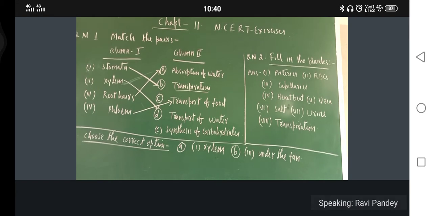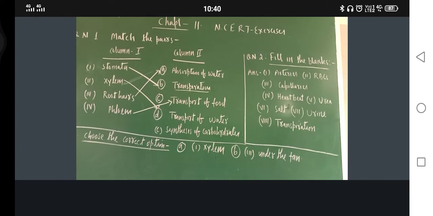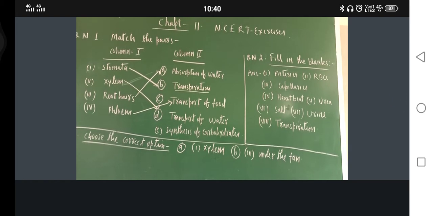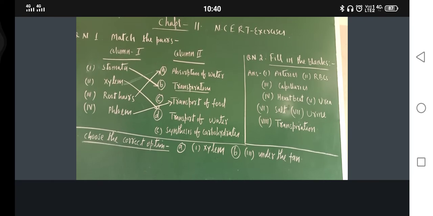Next one is: sweat contains water and salt. Everybody knows that when we are sweating, if you taste the sweat, it is a little bit salty. Why is it salty? Because salt is present there. So the sixth answer is salt.